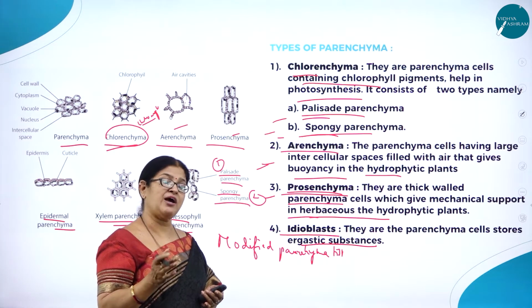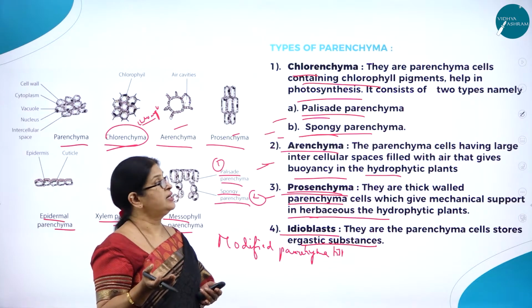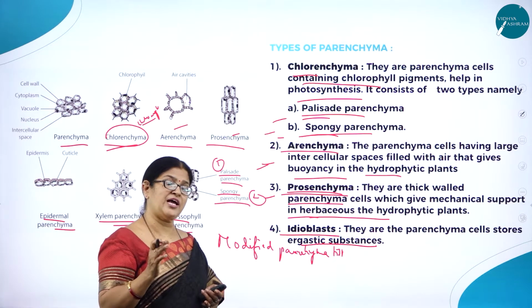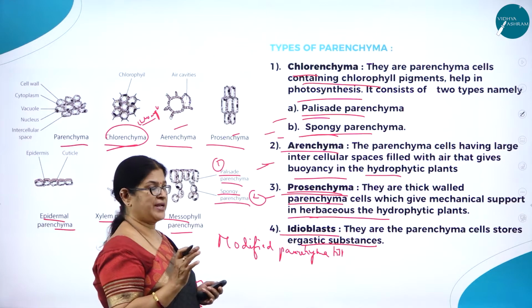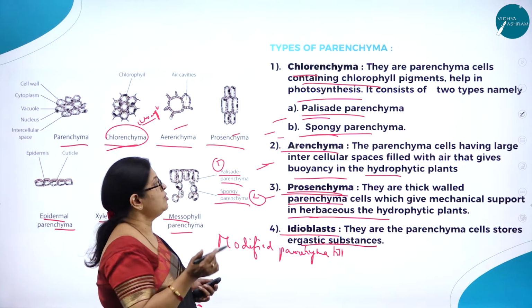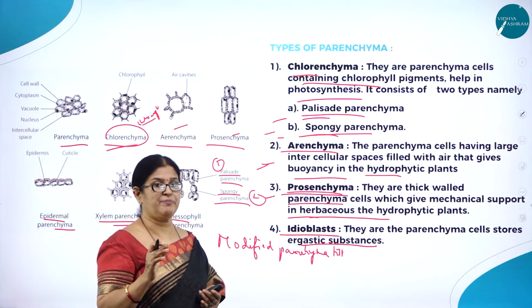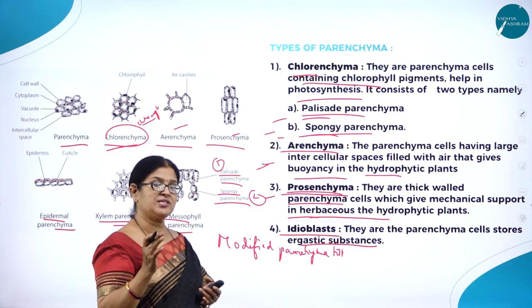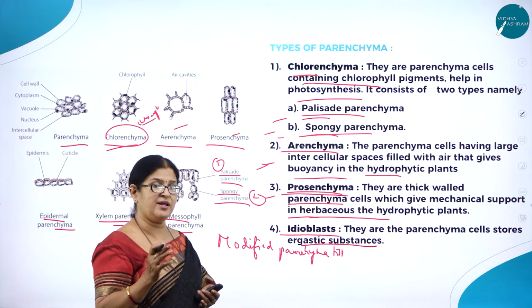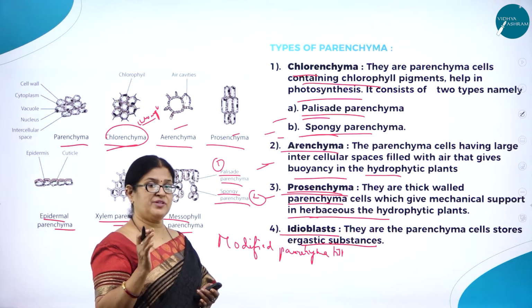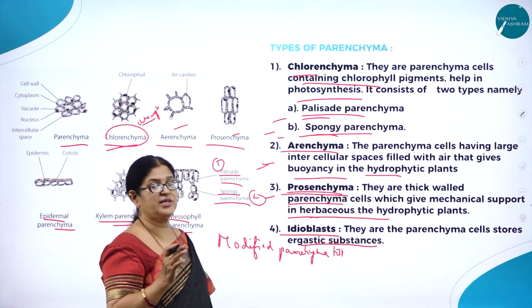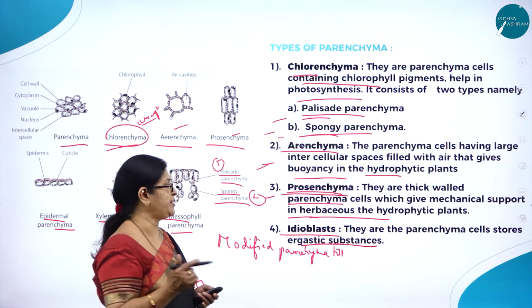A dicot leaf will have both the palisade and spongy chlorenchyma, whereas monocot leaf will have only spongy parenchyma or spongy chlorenchyma. Moving on to the second one called aerenchyma. Aerenchyma is also a modified parenchyma tissue wherein the large intercellular spaces are filled with air and which reduces the specific gravity of the cells and helps in bringing about buoyancy in hydrophytic plants or aquatic plants.